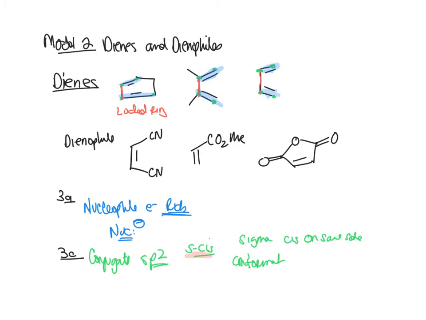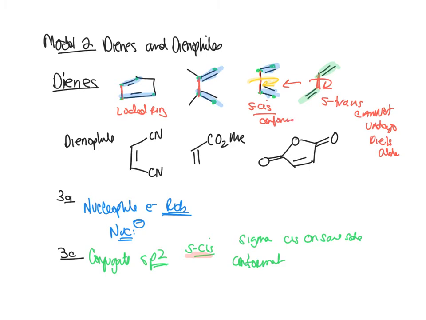Now you do get free rotation. You don't get free rotation around the double bond, but these can rotate. Okay, so this can rotate to this. So there's your single bond, your sigma bond, and now when you look at your alkene, this would be considered S-trans. And S-trans cannot undergo the Diels-Alder. Okay, it has to rotate into the S-cis conformation. And it can do that at room temperature.